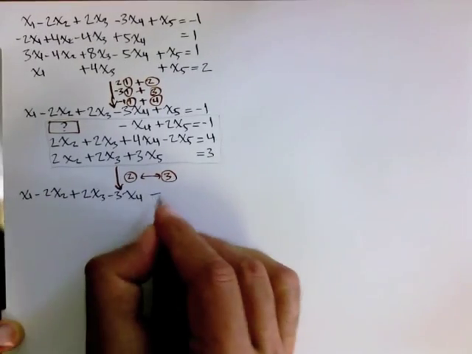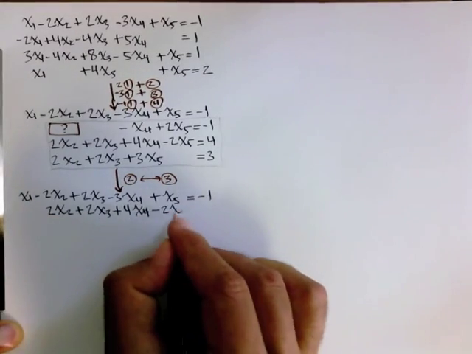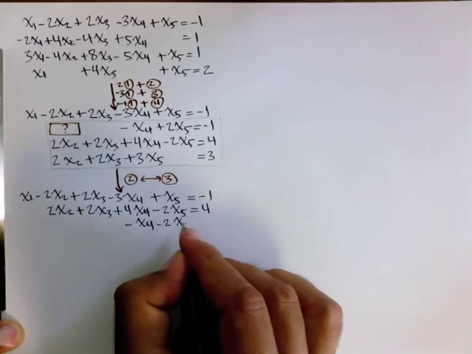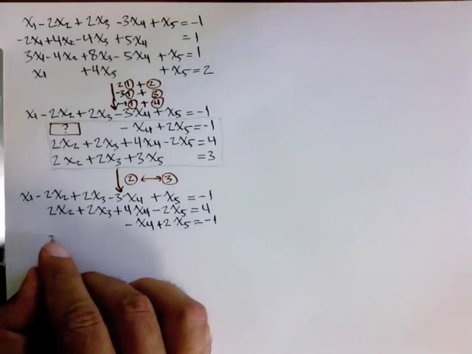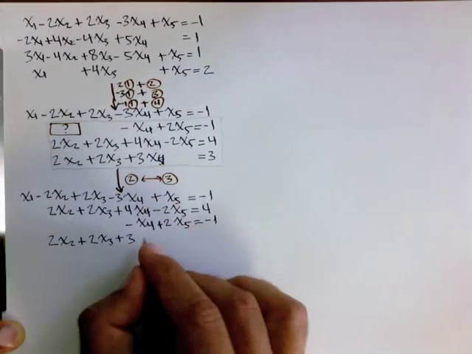Equation 1 hasn't changed. The new equation 2 is the old equation 3, and the new equation 3 is the old equation 2. Equation 4 stays the same. And that's an x4, not an x5.